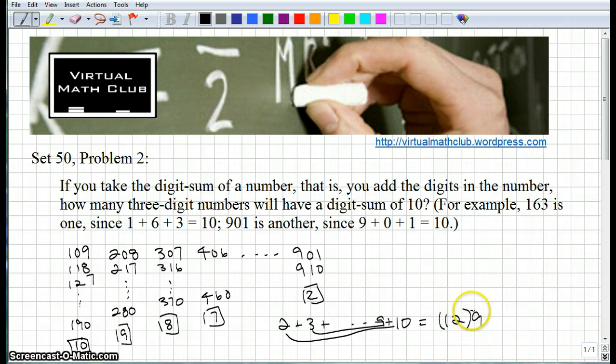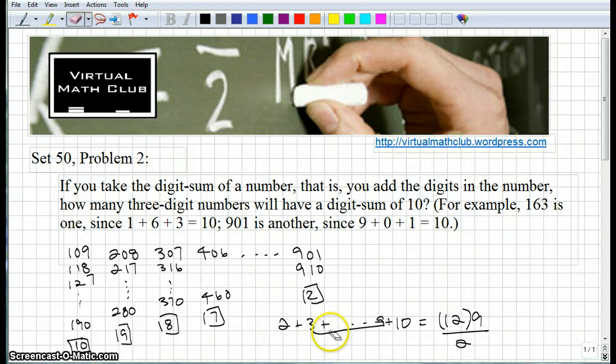Let me back up here. The quick way is to use the formula that it's the first plus the last times the number of numbers. Now we have 2 through 10, which is 9 numbers, and then divide that by 2. Okay? And that actually comes from the fact that we can take this list and we could write it backwards.